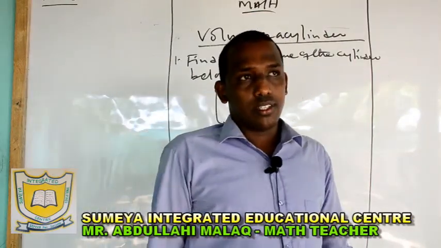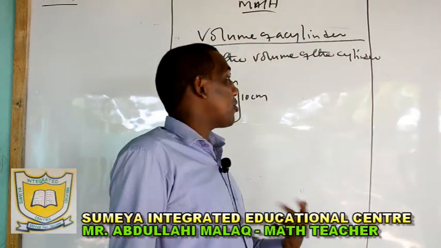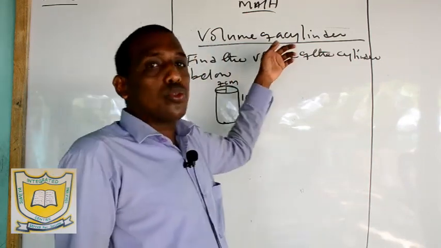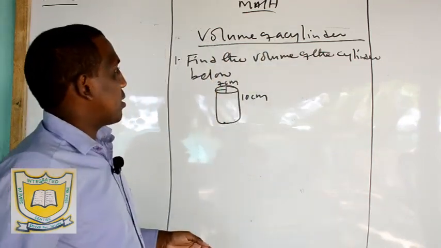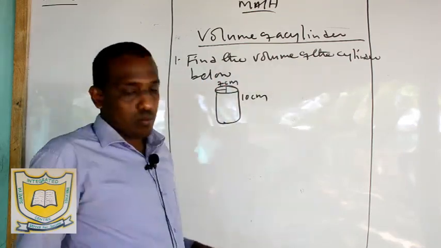Remember, yesterday we introduced volume, whereby we learned about the cuboid, and we said the formula was length times width times height. Today we proceed to the volume of a cylinder. And here you are told, find the volume of the cylinder below.